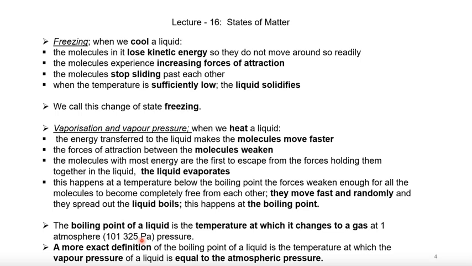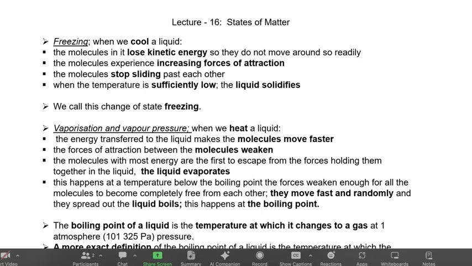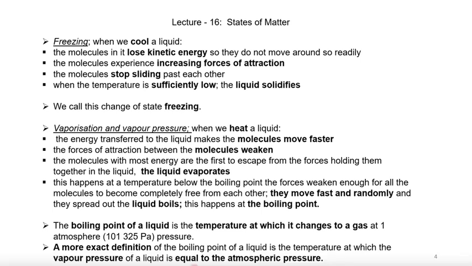If we say a more exact definition of boiling point, what do you say? The temperature of the liquid at which the vapor pressure is equal to the atmospheric pressure. This is a more exact definition of the boiling point of a liquid. I want to clarify that 1 atmosphere is equal to 101,325 Pascal pressure.